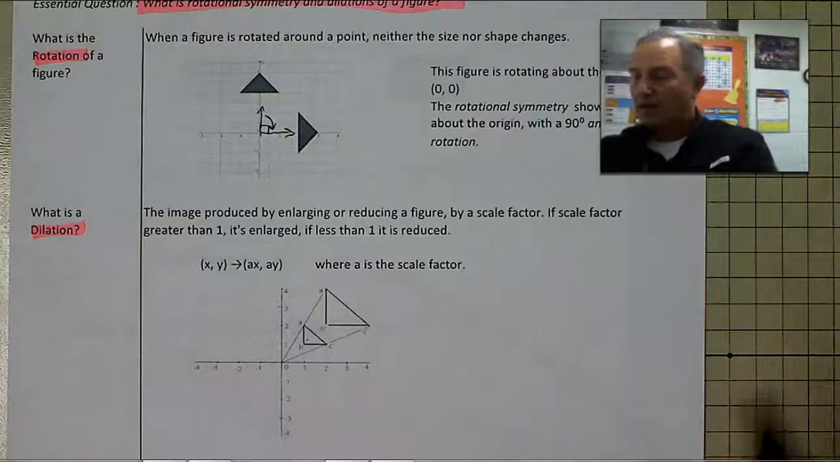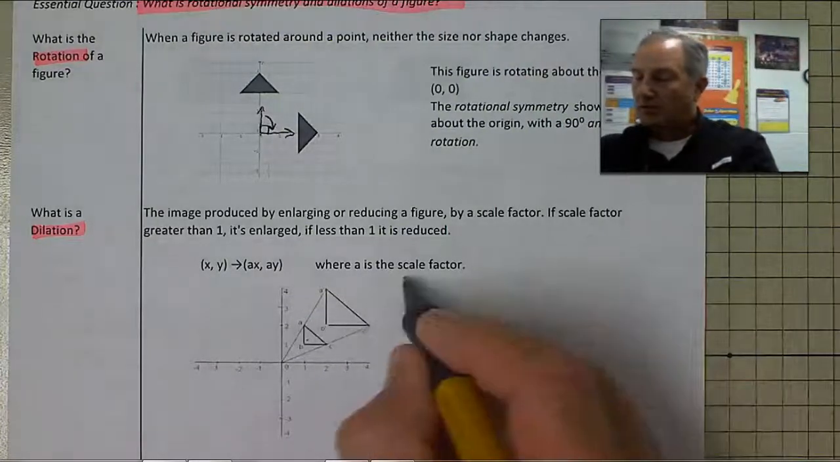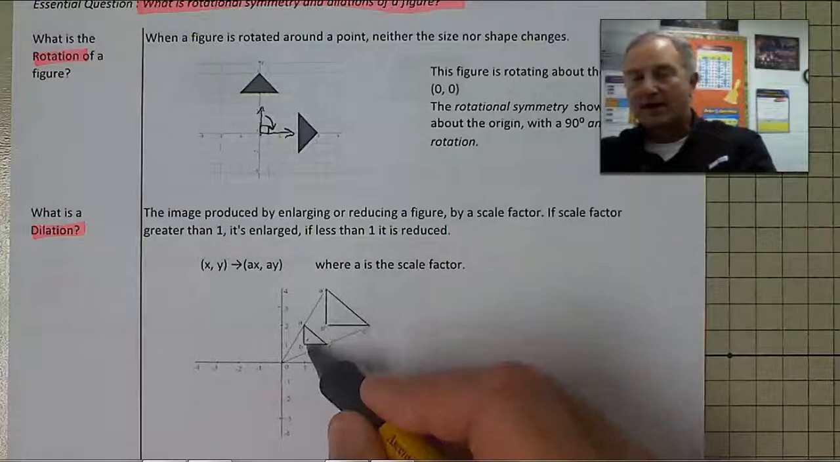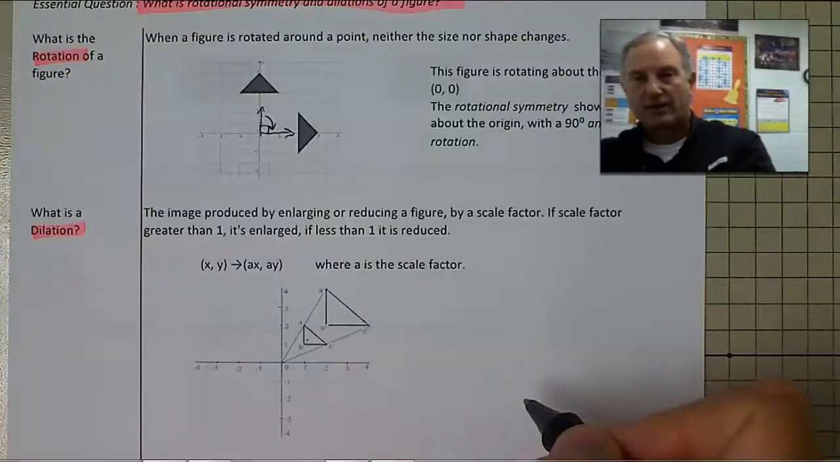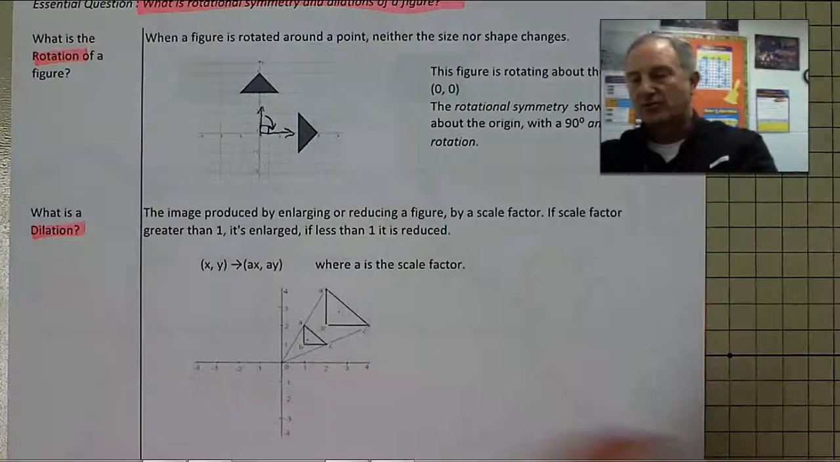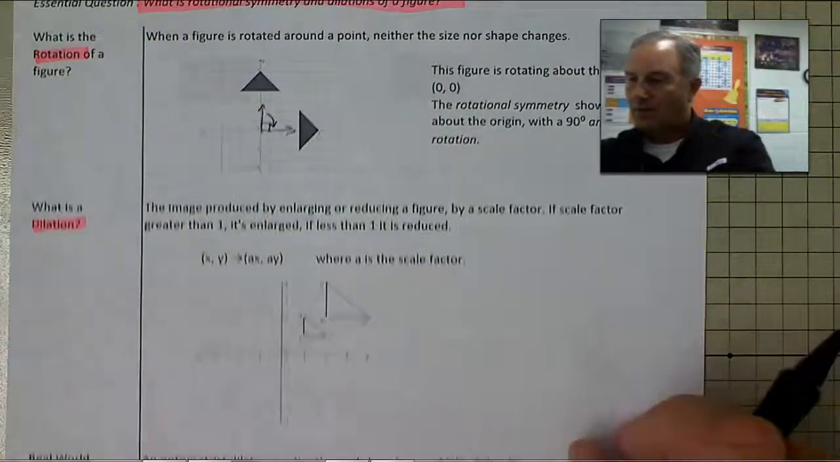Okay, and if you doubled the size, 2 would be your scale factor. Okay, if you shrunk it down by half, 1/2 would be your scale factor. Okay, so it just depends how you did it. But dilation is just blowing it up or shrinking it. All right, an example.